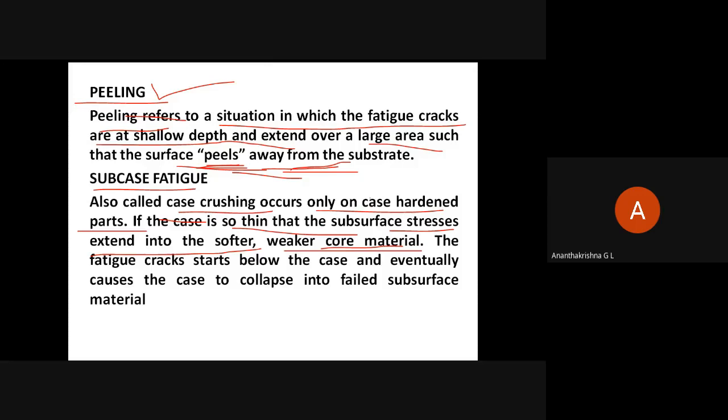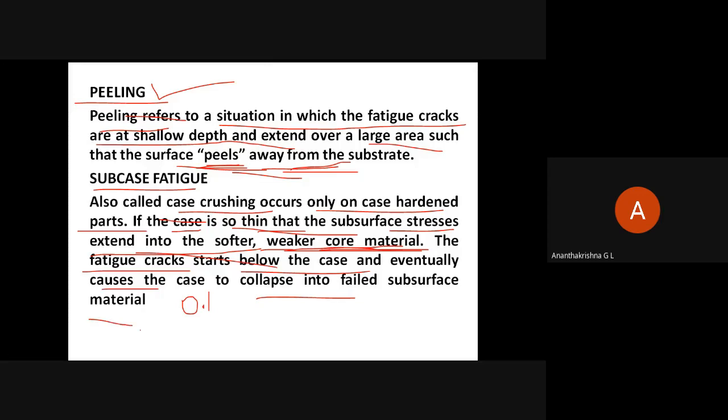In case hardening, only the case, that is the surface up to a depth of 0.5 mm, will be hardened. The remaining material below that will be softer. So if instead of heat treating to 0.5 mm, they heat treat it to only 0.1 mm, what will happen? The subsurface stresses will extend into softer and weaker core material. The fatigue crack starts below the case and eventually causes the case to collapse into failed subsurface material.